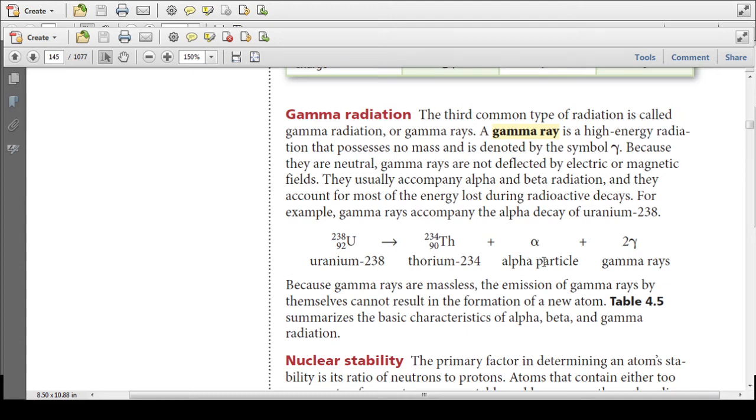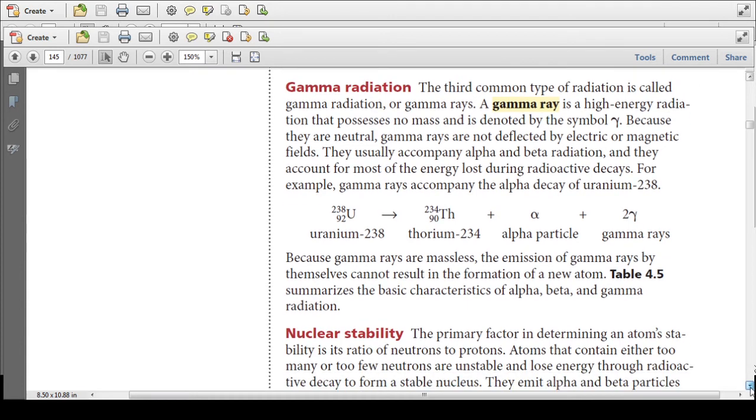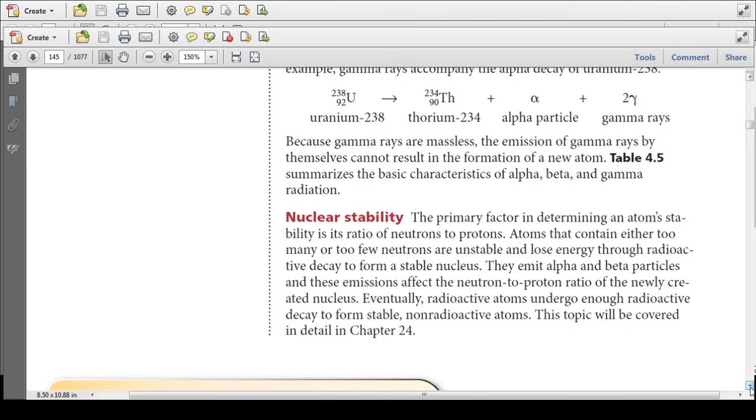Uranium-238 loses an alpha particle, meaning it loses 2 protons and 2 neutrons, and turns into thorium-234. But the energy that was within this alpha decay is lost by gamma rays. Because gamma rays are massless, the emission of gamma rays by themselves cannot result in the formation of a new atom.